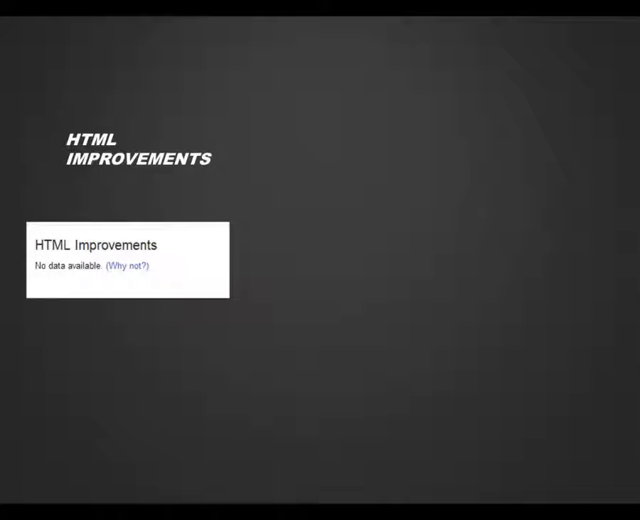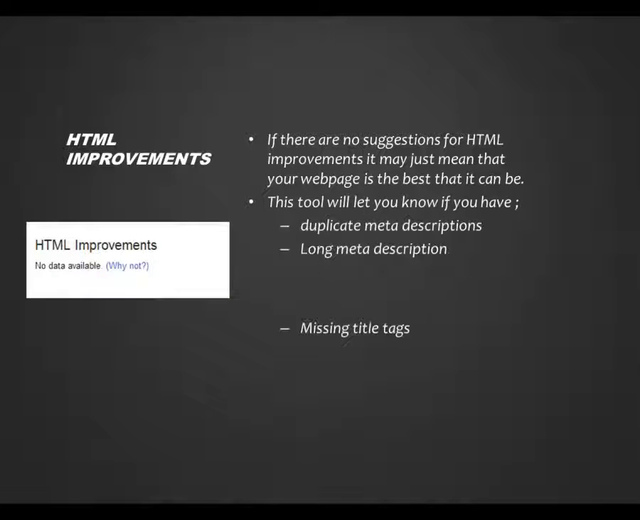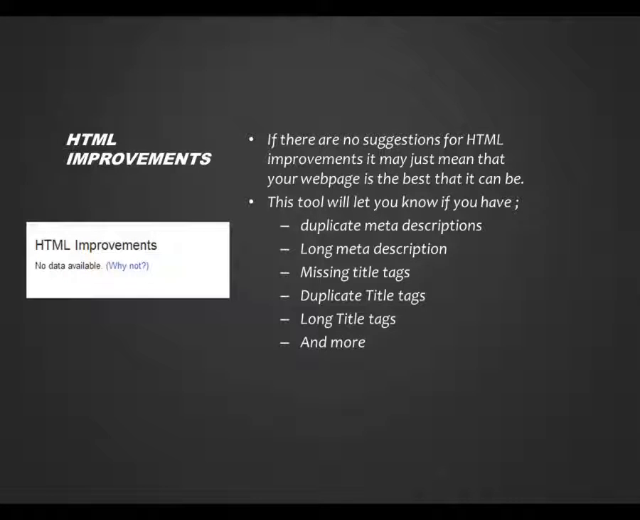So the next section that we'll get to is the HTML improvements. Whenever you click on it, you might have no data available. The reason is that you probably are doing the best that there possibly is to do as far as HTML. If there are no suggestions, it may just mean that your web page is the best that it can be. This tool will let you know if you have duplicate meta descriptions, long meta descriptions, missing title tags, duplicate title tags, long title tags, and more. So this will give you a lot of suggestions to make your website better.